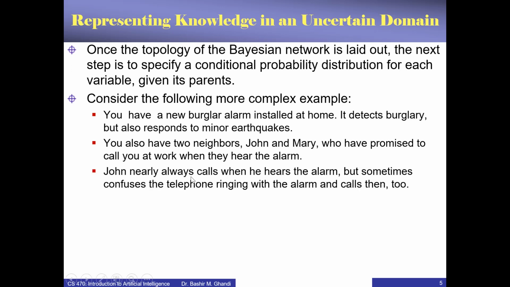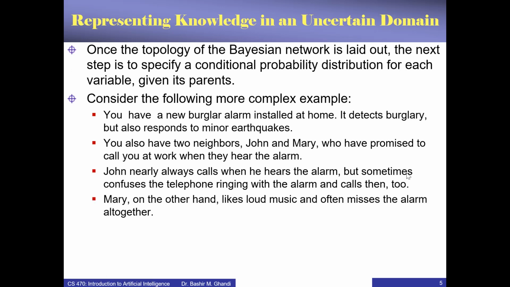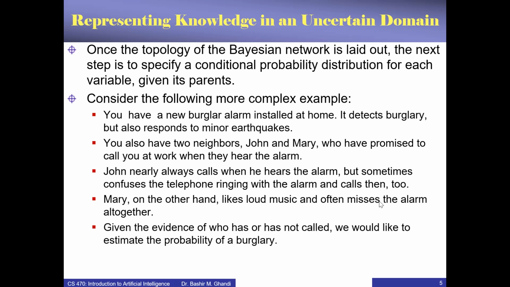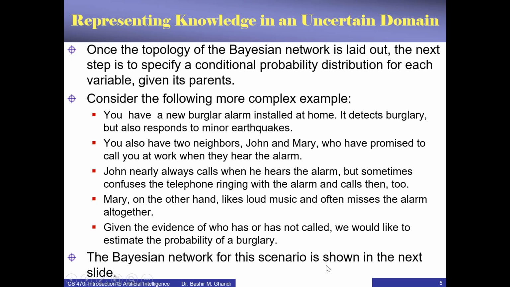Now John nearly always calls when he hears the alarm, but sometimes he confuses the alarm with a telephone ring. So if a telephone rings in your house, John sometimes thinks that is the alarm, and therefore he calls even in that case. Mary, on the other hand, likes loud music, and therefore sometimes she misses the alarm because her loud music will not allow her to hear it. Now, given the evidence of who has or has not called, we would like to estimate the probability of burglary. The Bayesian network for this scenario is shown in the next slide.